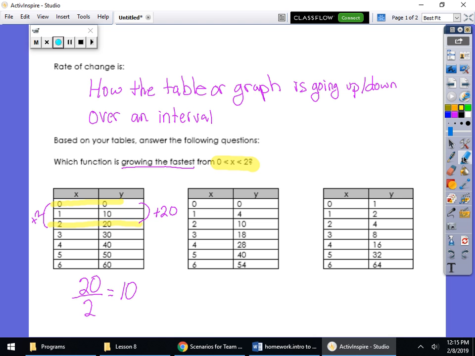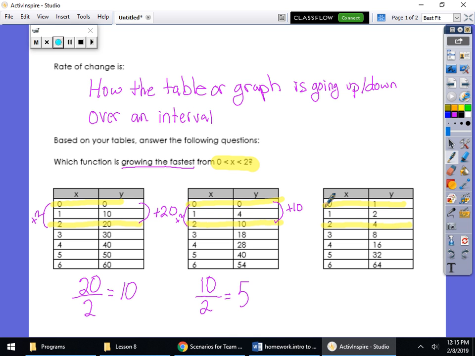You look at the next table, same process. We're going from 0 to 2. Once again, this one went from 0 to 10, which was plus 10, and we still had a plus 2 here. So this one was growing at a rate of 10 problems every 2 minutes, or we complete 5 problems each minute. Then we have the third one, same thing from 0 to 2. We're only looking at the interval from 0 up to 2.